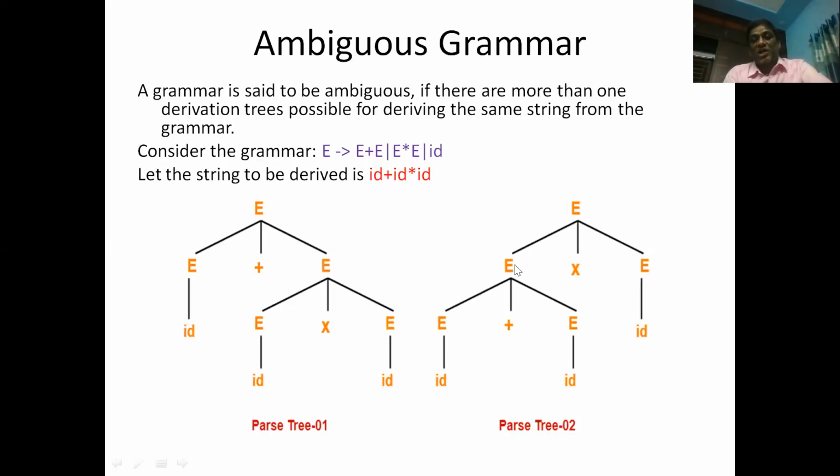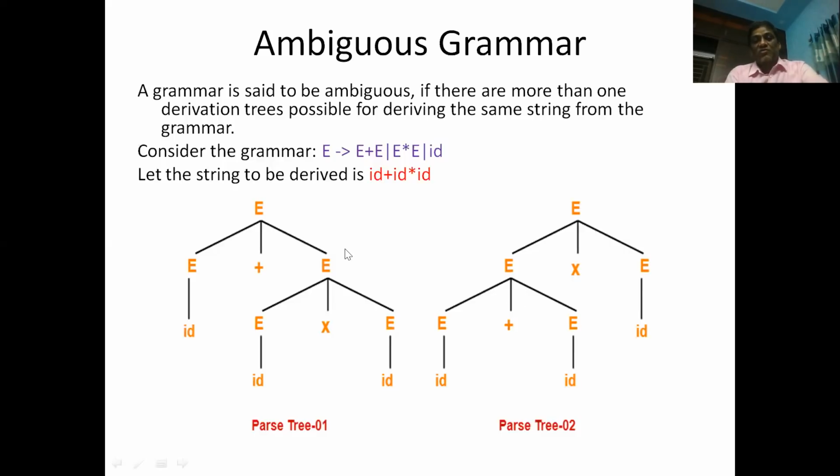But then you can start with E into E, which is contrary to this. So E into E, therefore this E must be replaced with E plus E because you have a plus before multiplication. So before multiplication, it should be a plus operation, E plus E. And finally, this is replaced by ID, this is replaced by ID, and this is replaced by ID. If you observe, the structure of this parse tree is different from the structure of this parse tree.